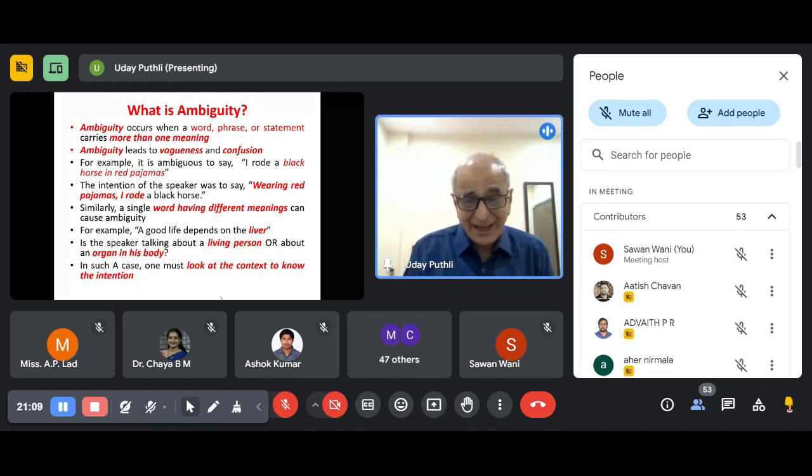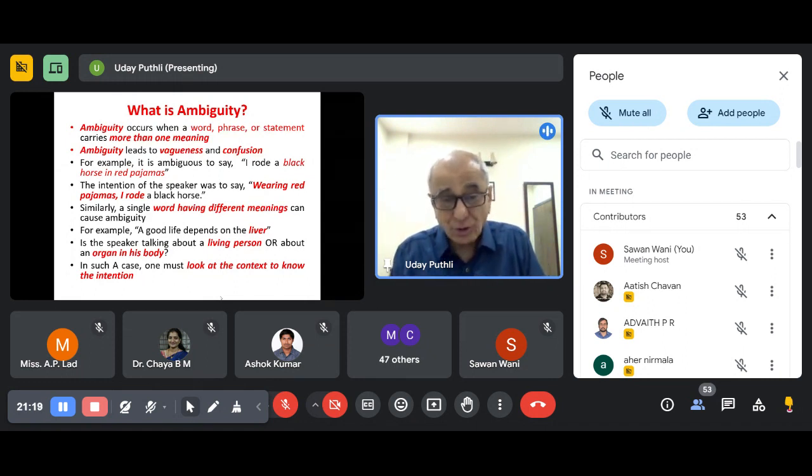For example, if I say a good life depends on the liver, well, it has two meanings and both meanings are correct. But what meaning does the author intend to convey? It is the author's responsibility not to make a statement like this. Is he speaking about a living person, or is he speaking about the liver which is in our body?